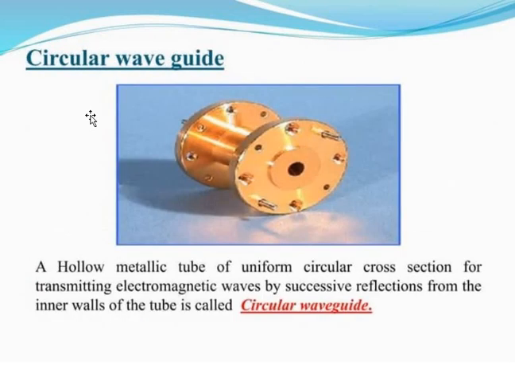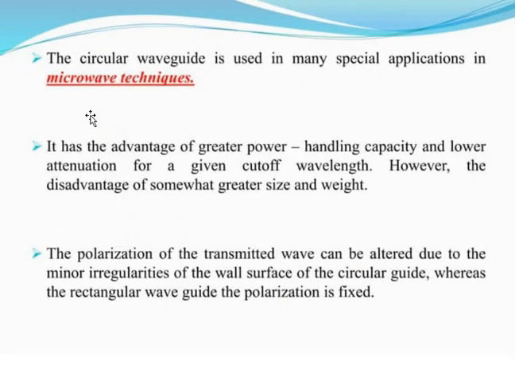And circular waveguide, a hollow metallic tube of uniform circular cross section for transmitting electromagnetic waves by successive reflection from the inner walls is called circular waveguide. The circular waveguide is used for special applications like microwave techniques. It has the advantage of greater power handling capacity and low attenuation for a given cutoff wavelength. However, the disadvantage is somewhat greater size and weight.